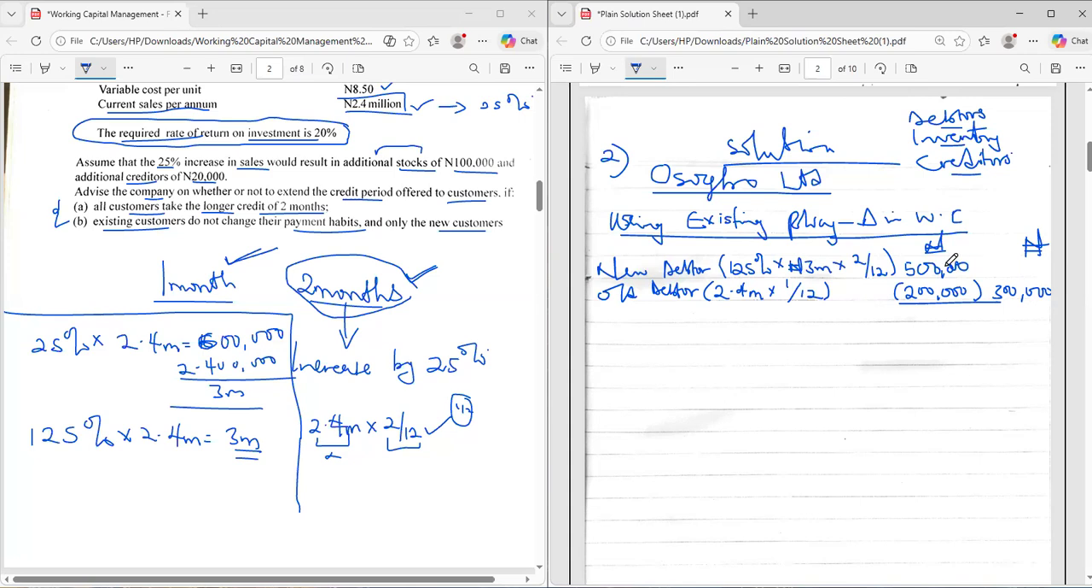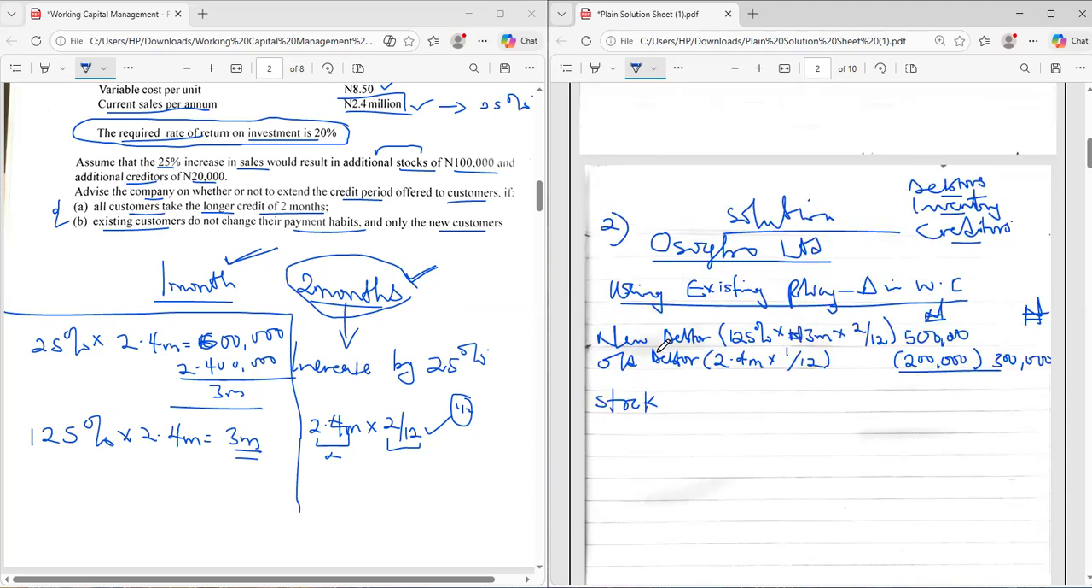How are we going to run business? People that are owing us 300,000, how are we going to run business? So the difference is 300,000. That's the change in debtor. Am I making sense now? Then let's move to stock and check for the change in stock. Stock is inventory. That's another name for stock.